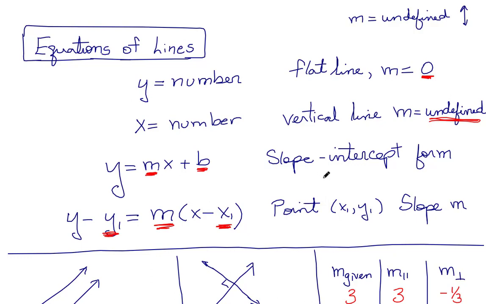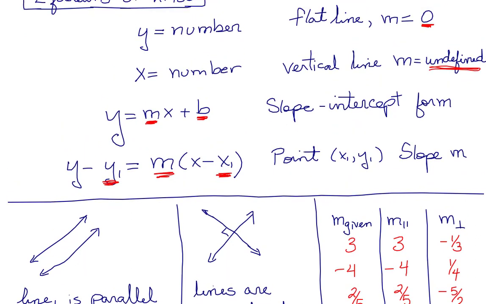We have something called slope-intercept form, and in slope-intercept form, I need to have a slope m and b. b is where the line crosses on the y-axis. Then point-slope. To use point-slope, I need a point x1, y1, and I need my slope m. These are the main important equations of lines.